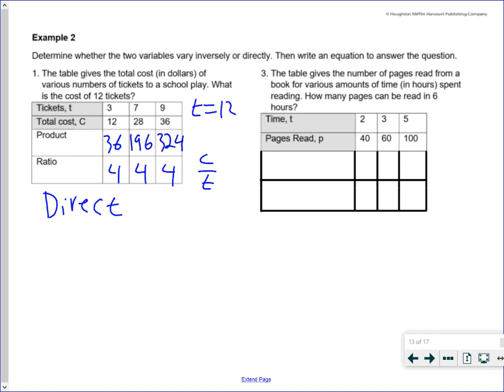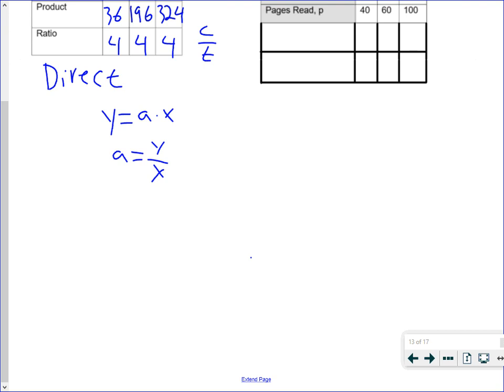So that means I can use the equation y equals a times x. Okay? Or we could also use the other one they gave us, a equals y over x. You can use either one you want, but we're going to use the second one because we solved for our 4 with it being C over T. So let's stick with it that way. It's going to be a little easier. Okay? So our a term is going to be our constant term.